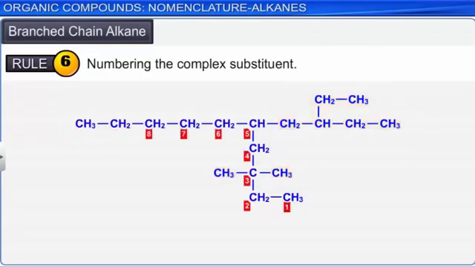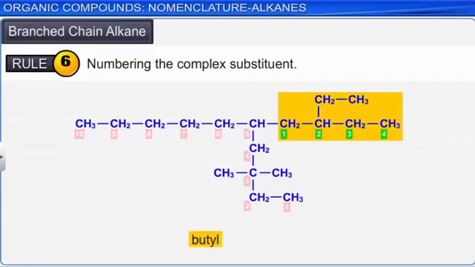Then, the substituent groups are named. As there are 4 carbon atoms present, the alkyl group is butyl. The ethyl group is attached to the second carbon atom. Hence, the name of the substituent is 2-ethyl-butyl. The substituent 2-ethyl-butyl is attached to the 5th carbon atom of the parent chain. Hence, it is 5-(2-ethyl-butyl). Here, 2-ethyl-butyl is written in parentheses.